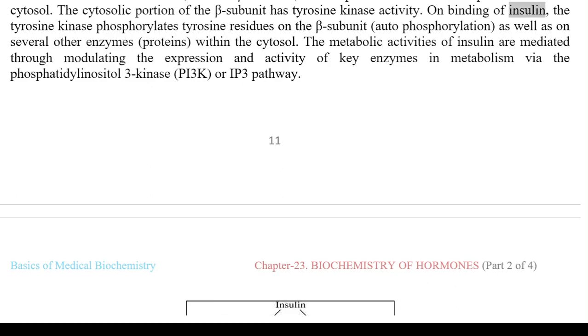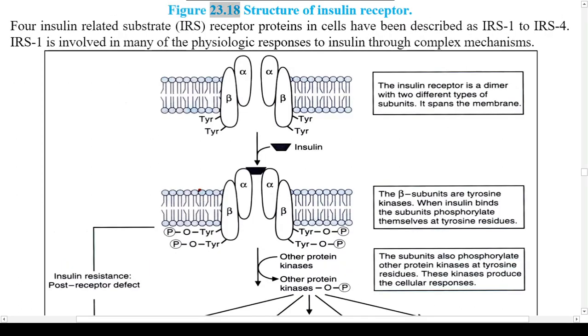On binding of insulin, the tyrosine kinase phosphorylates tyrosine residues on the beta subunit, autophosphorylation, as well as on several other enzymes and proteins within the cytosol. The metabolic activities of insulin are mediated through modulating the expression and activity of key enzymes in metabolism via the phosphatidylinositol 3 kinase, PI3K, or IP3 pathway. Figure 23.18: Structure of insulin receptor.